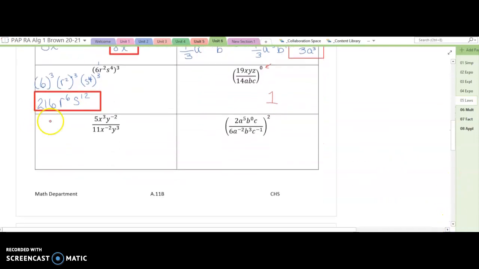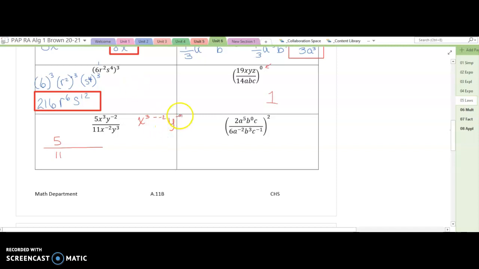All right, y'all. We have this one. It has some negatives there, so we're going to make sure that they go to the right place. So we have 5 over 11. I have x to the third power and x to the negative 2 power. I have x to the third minus negative 2. I'm just going to do it like that, I guess.